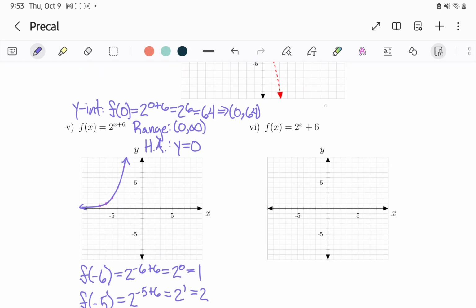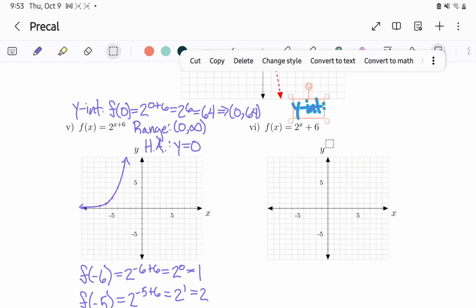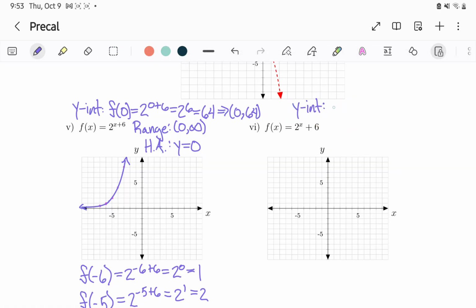Okay, and then for our next example, we have f of x equals 2 to the x plus 6. So for our y-intercept this time, f of 0 is going to equal 2 to the 0 plus 6. So just 1 plus 6, or 7.